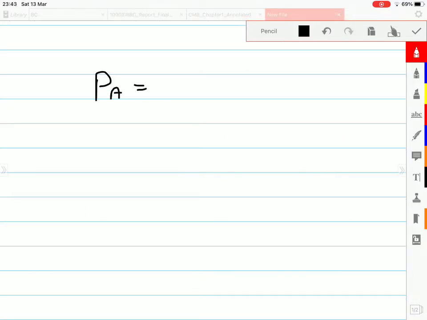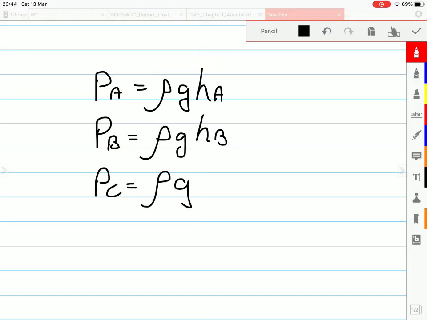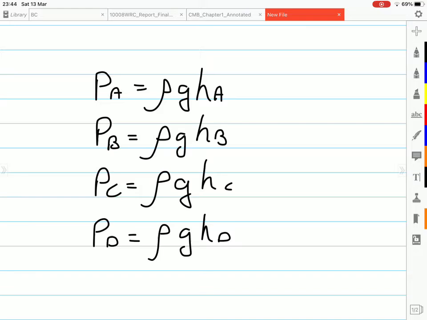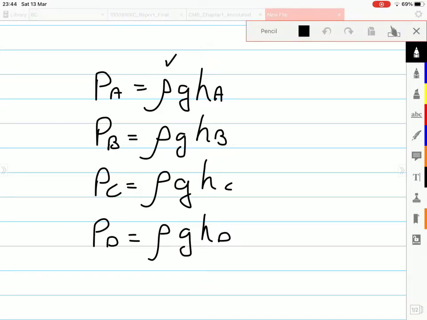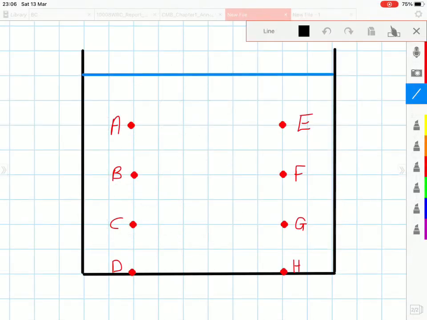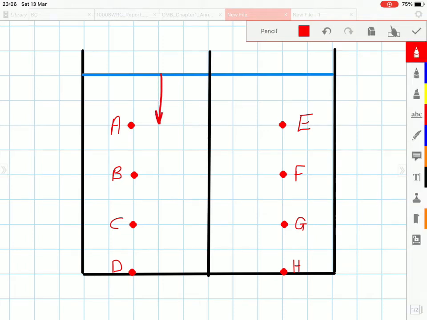Consider these different points, and the pressure at A, B, C and D would simply be ρ times g times the related h values. We've got the density, we've got the gravity, and we've got the different h values if we know the dimensions of the tank. What happens if we split the tank in two, considering A, B, C, D on the left and E, F, G, H on the right hand side?